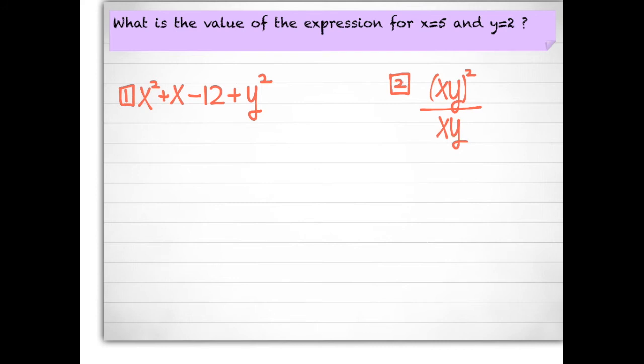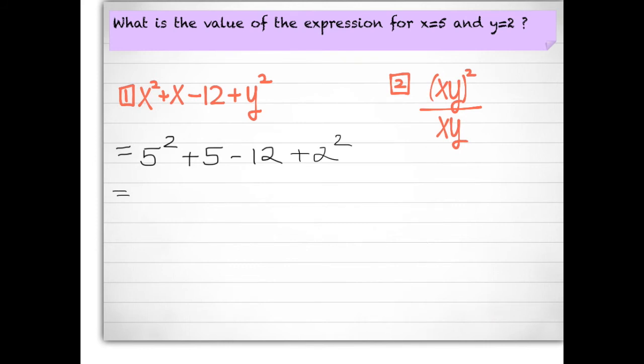So, all we got to do is substitute. Wherever we see an x, we're going to replace it with a 5. Wherever we see a y, we're going to replace it with a 2. So I'm going to get 5 squared plus 5 minus 12 plus 2 squared.